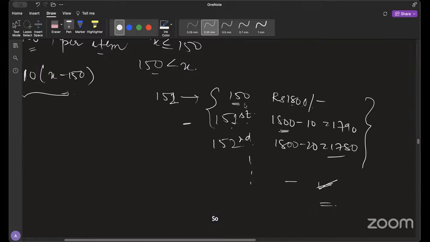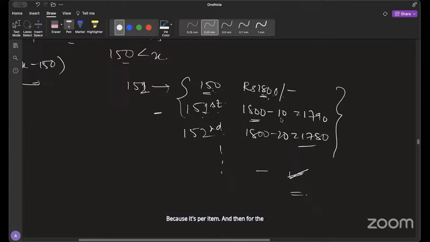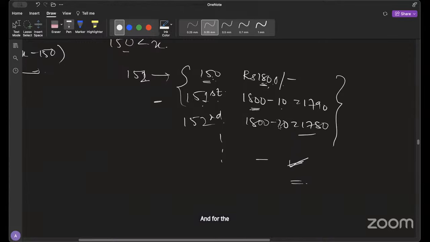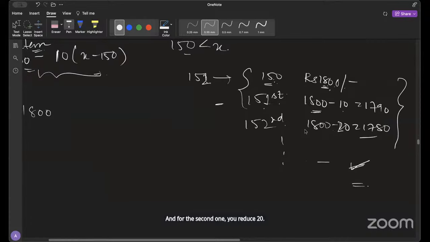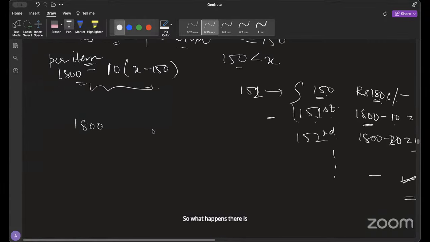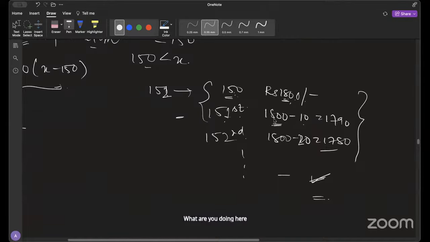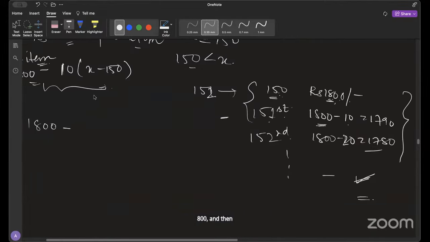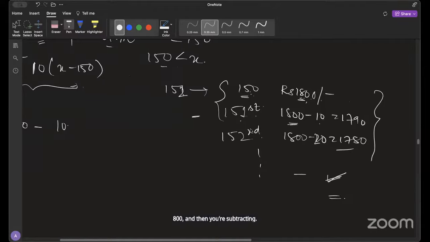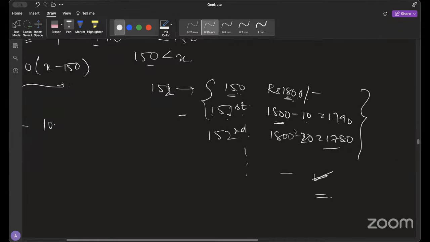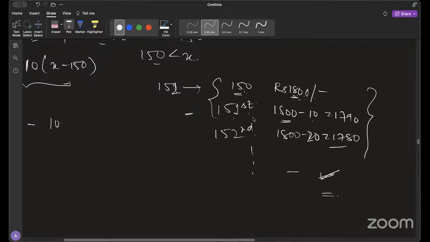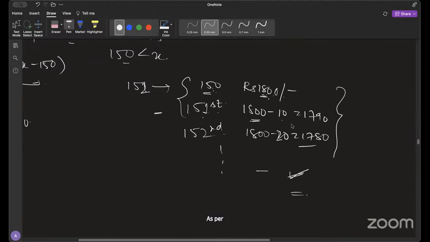So till 150, this is the price per item. If you have 150 items, the total will be 150 into this because it's per item. And then for the first one beyond 150, you reduce 10, and for the second one, you reduce 20. So what are you doing here? You're doing 1800 and then subtracting 10, but you're doing it as per the quantity. So for the first one, it's this.